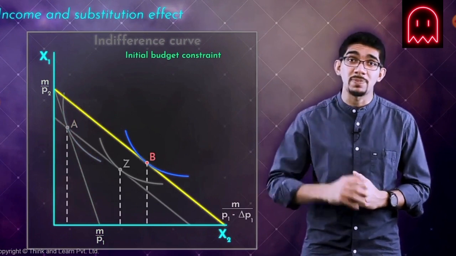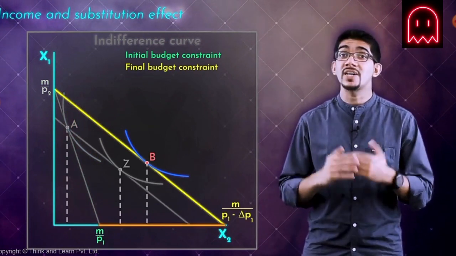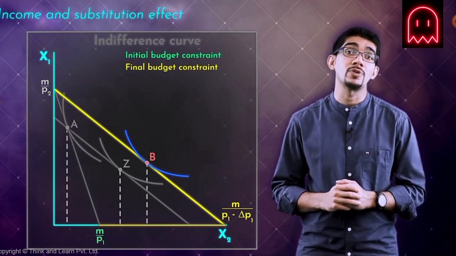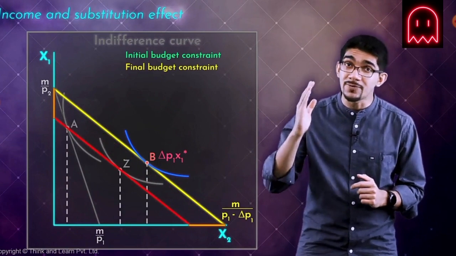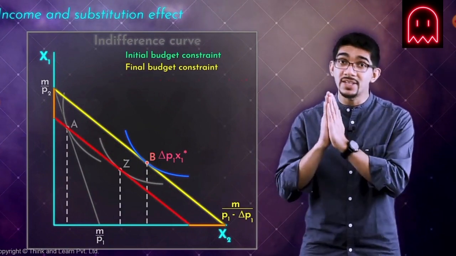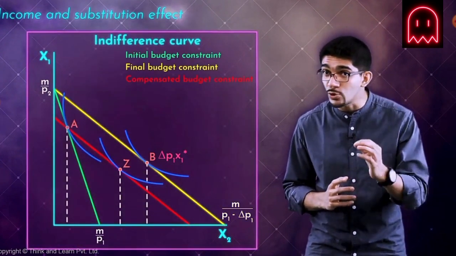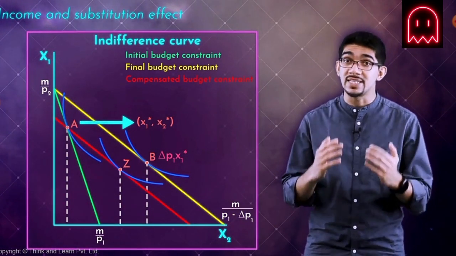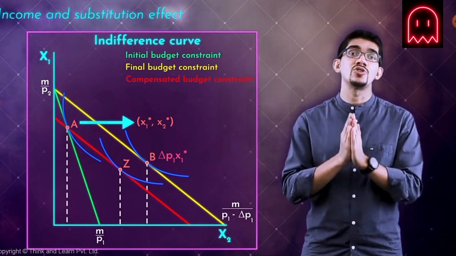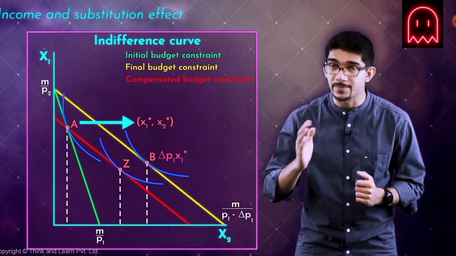The yellow line represents the budget line after the fall in the price of good 1. If the consumer's income is reduced by an amount of delta P1 x1* after that, there would be a parallel leftward shift of the yellow budget line and we get the red budget line. Note that the shifted budget line also passes through (x1*, x2*). Remember, this is because the income is adjusted in such a way that the consumer has just enough money to buy the bundle (x1*, x2*) again.